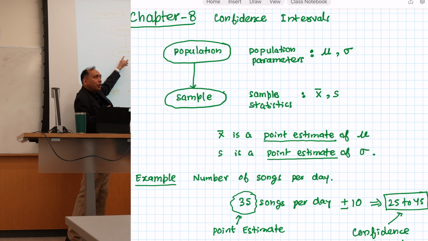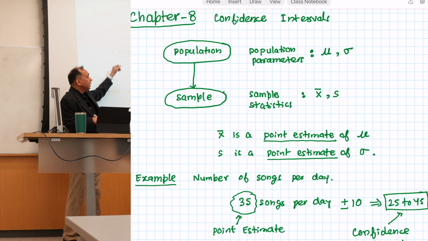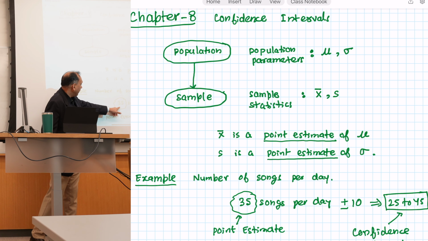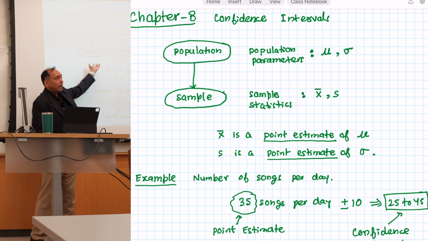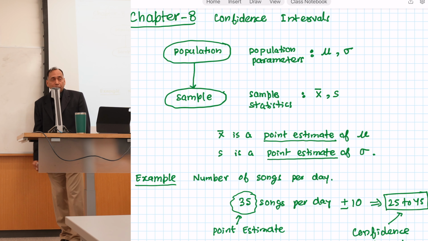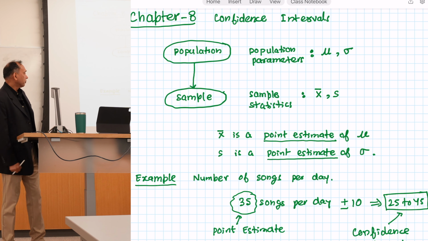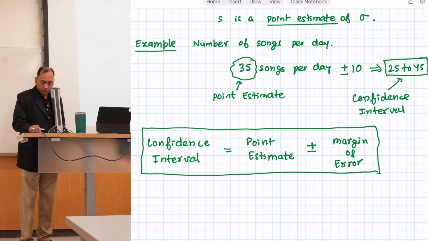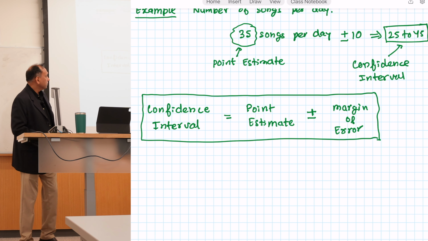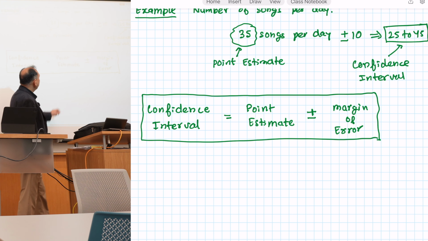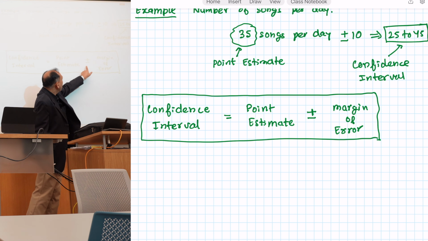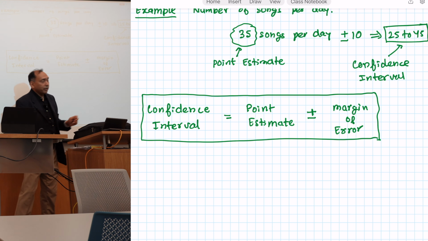If you take a sample of another 30, like new 30, your average may be different from 35. Another 30, average may be just 31 or 30. So there's always some error in our estimate. Whatever we are estimating, there is some error, and that plus minus term is called margin of error.